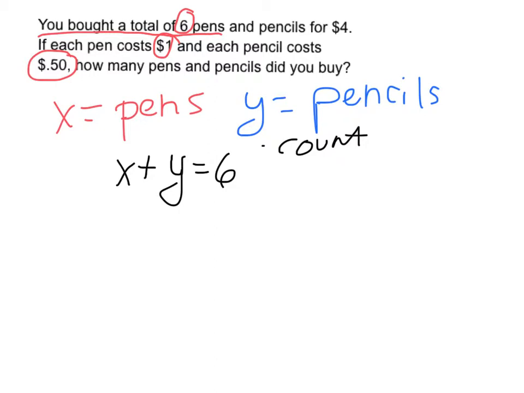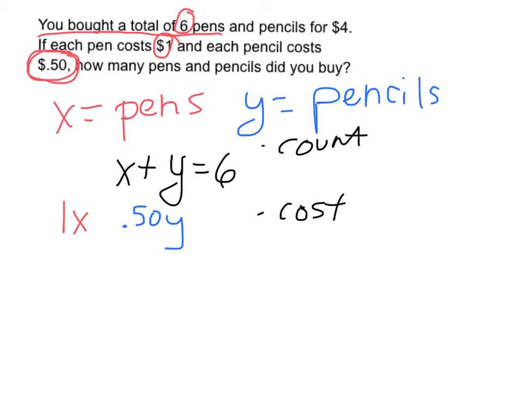Now let's talk about cost. The word problem says that pens cost $1, so I could say 1x. If I knew the number of pens, I could determine how much the pens cost by multiplying by how much they cost, which is $1. I could do the same for pencils. I know that pencils cost 50 cents each, so this could be 0.50y, because I know that pencils cost 50 cents.